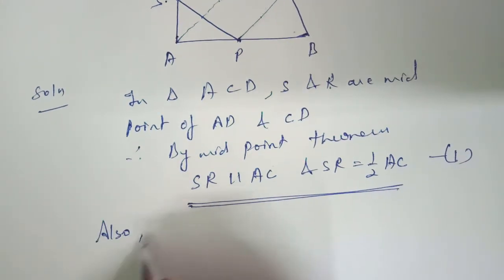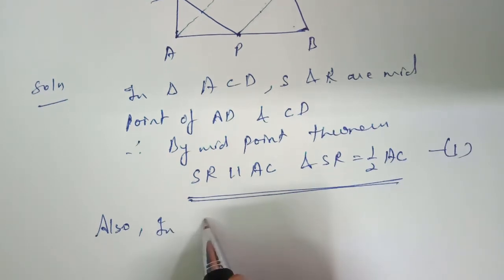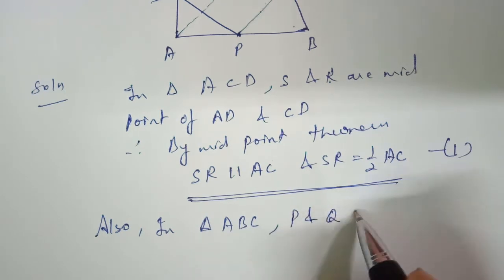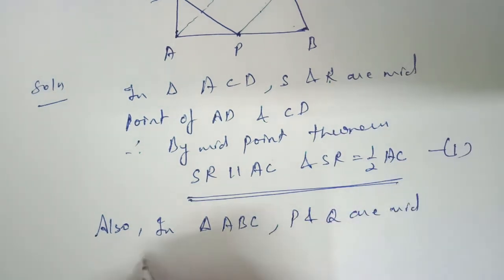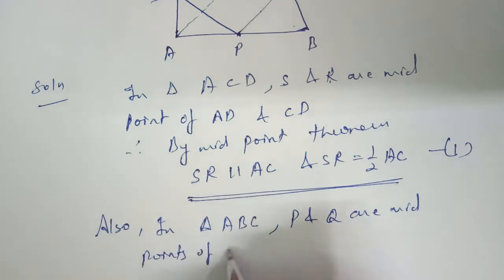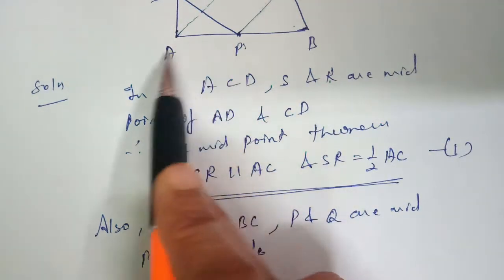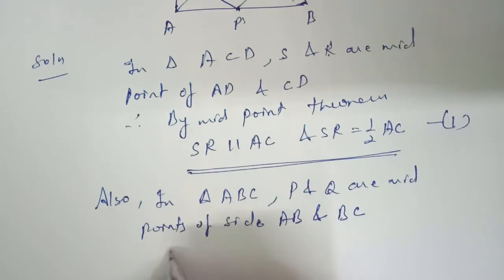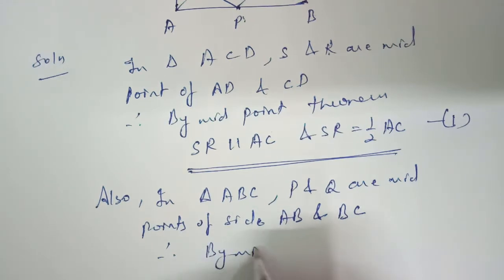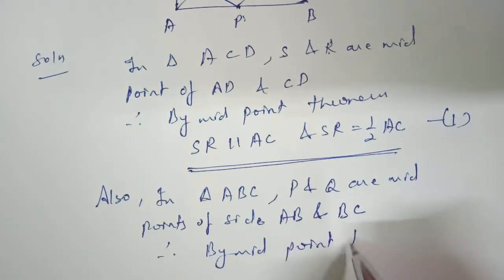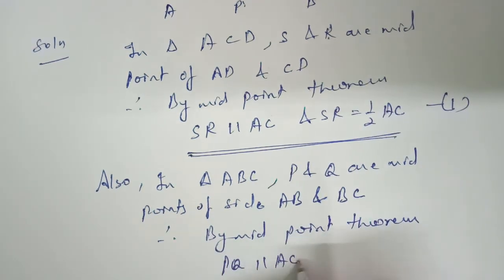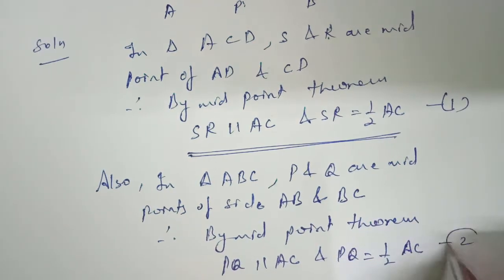Also, we're going to take the other triangle. In triangle ABC, P and Q are midpoints of the sides. P is the midpoint of AB and Q is the midpoint of BC. Therefore, again by the midpoint theorem, we will get the condition that PQ is parallel to AC and PQ is equal to half of AC. Equation number second.